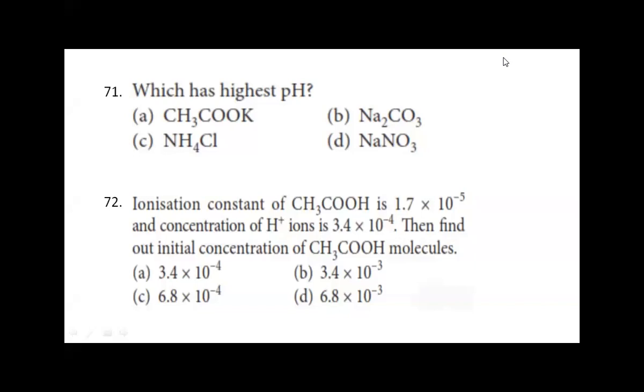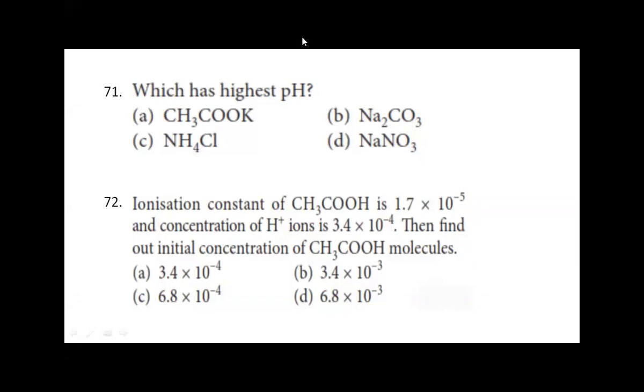So in the previous class, we had discussed some set of questions. Now moving to the next set of questions, probably these are the last set of questions of this topic. Here we have the 71st question: which has the highest pH? pH highest means it should be more basic, right? The options are CH3COK, potassium acetate, sodium carbonate, ammonium chloride, and sodium nitrate. Which of these has the highest pH?